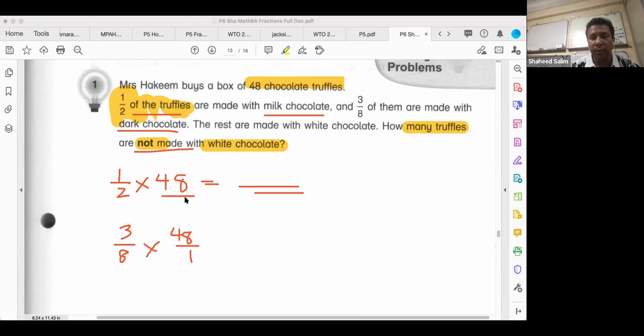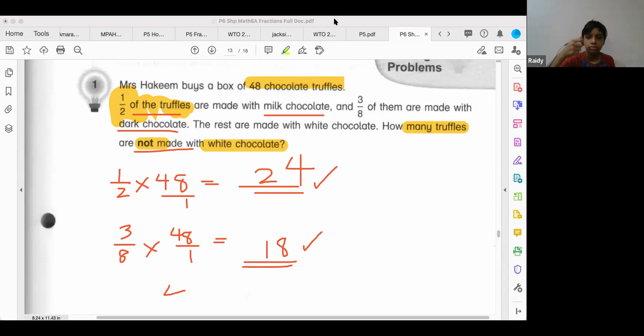That's it. See, I always thought that we need to divide and divide. Yes, believe your brain first. Believe your brain. Okay, think through. So down here you get 24. Down here you get 18. So you add together this plus this: 24 plus 18 is 42. So only 6 are made from white chocolate.